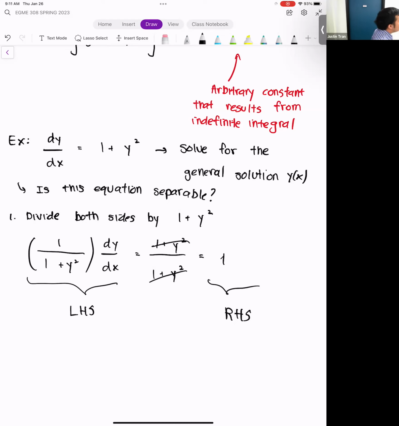But remember, we're not done yet. Remember, whenever we do an indefinite integral, what do we have to add? We have to add our arbitrary constant. In this case, I'm going to add it to the right-hand side.